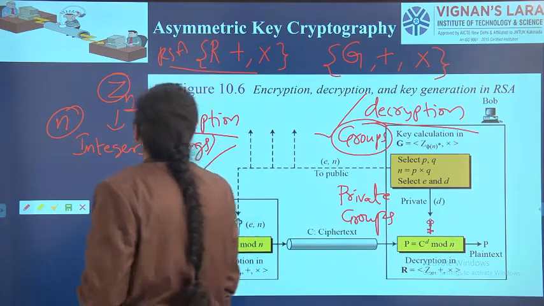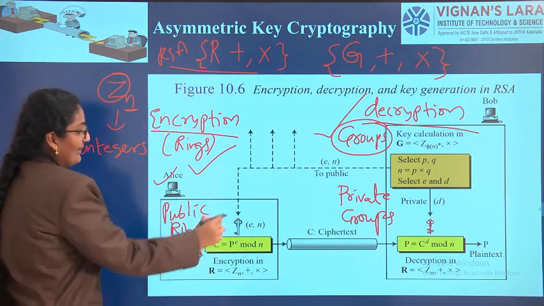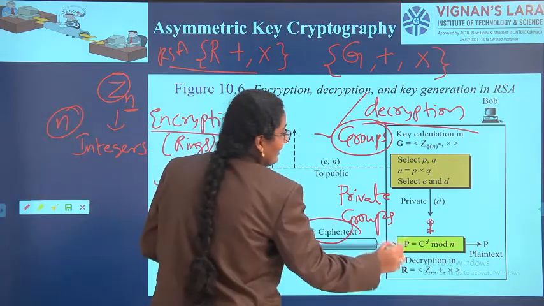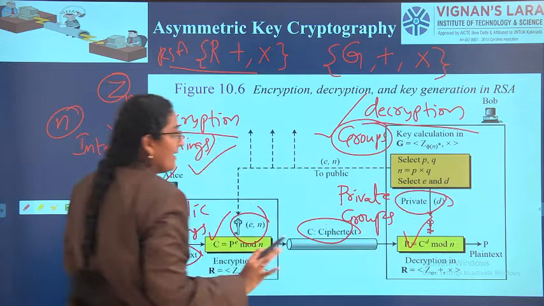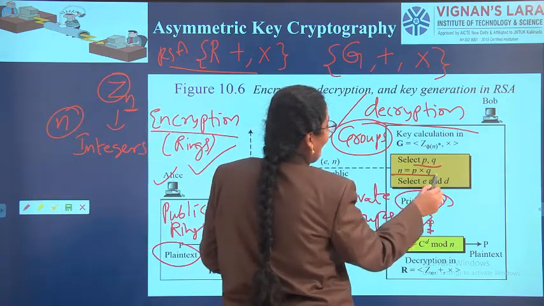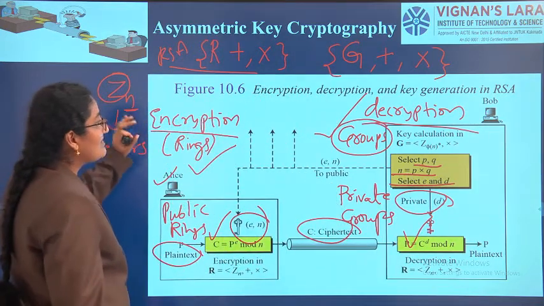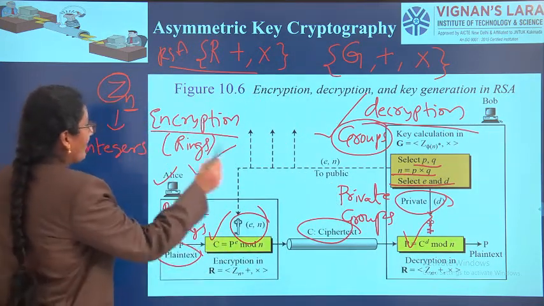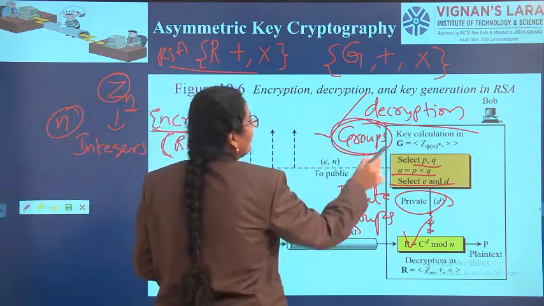So this point I wanted to add here. Sender and receiver are same. Converting plain text into ciphertext and ciphertext into plain text is same. Public key and private key also same. In the RSA algorithm, selecting P and Q, finding N value, finding E and D, same. Everything is same. But what is the new point added here? For encryption they are using rings. For decryption they are using groups.